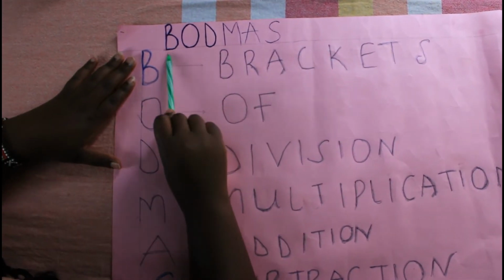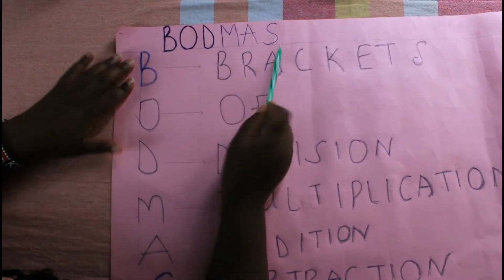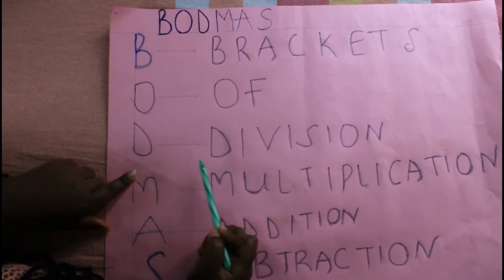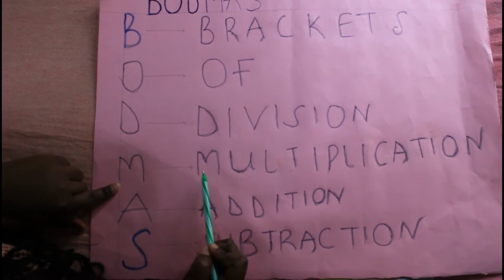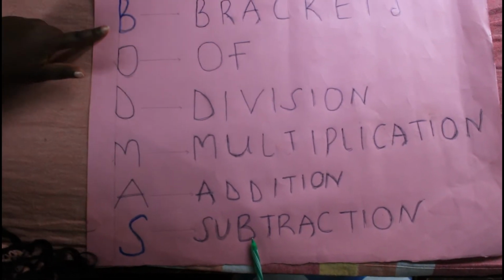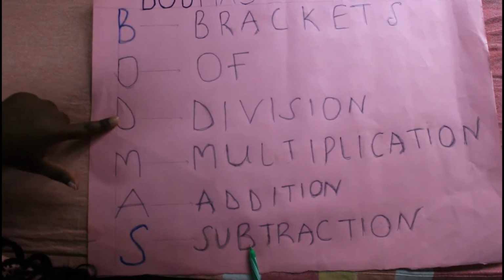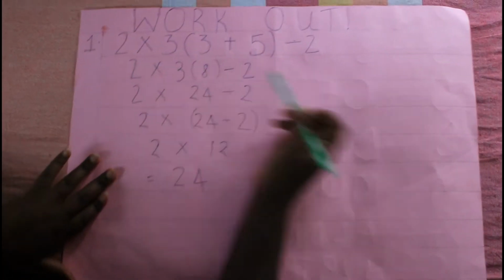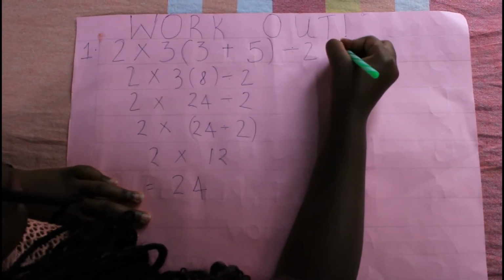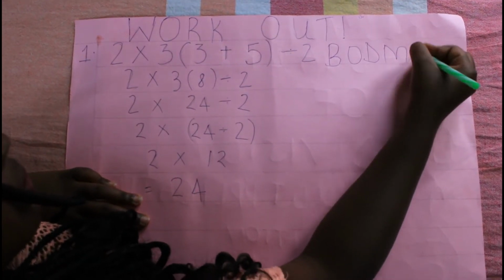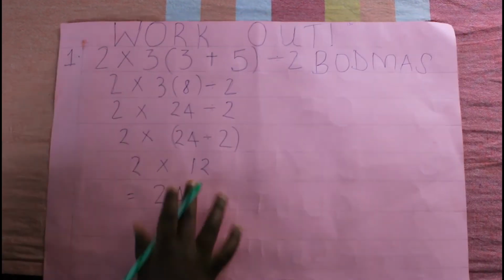So this is what you do. You write the word BODMAS, B-O-D-M-A-S. B stands for brackets, O stands for off, D stands for division, M stands for multiplication, A stands for addition, S stands for subtraction. So that makes it brackets, off, division, multiplication, addition and subtraction. So when you see such a sum, you just write the term BODMAS beside it.